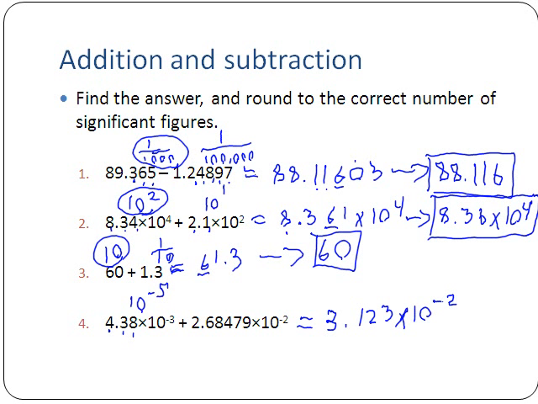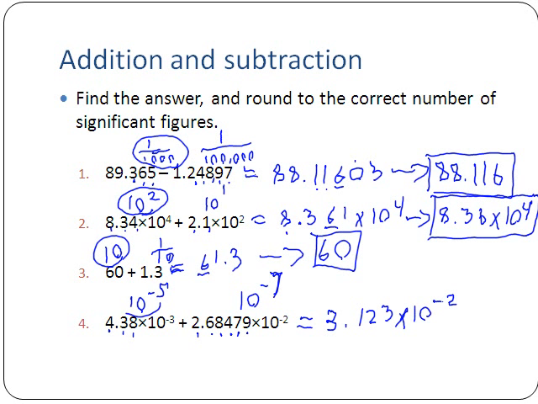Okay? For our next one, we have 2.68479 times 10 to the negative second. So the 2 is 10 to the negative second, then 10 to the negative third, 10 to the negative fourth, 10 to the negative fifth, 10 to the negative sixth, 10 to the negative seventh. And so our lowest spot is 10 to the negative seventh. That's a 7. Which one is going to be the least precise one?